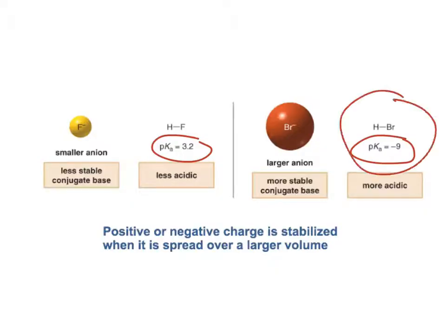But why? From the periodic table, we know that fluorine is smaller than bromine, and in this case, the size of the conjugate base actually determines the stability. The same charge of -1 is better distributed on bromine as it is larger and the charge is spread over a larger volume. The more stable conjugate base means stronger acid, and this explains the numbers observed.